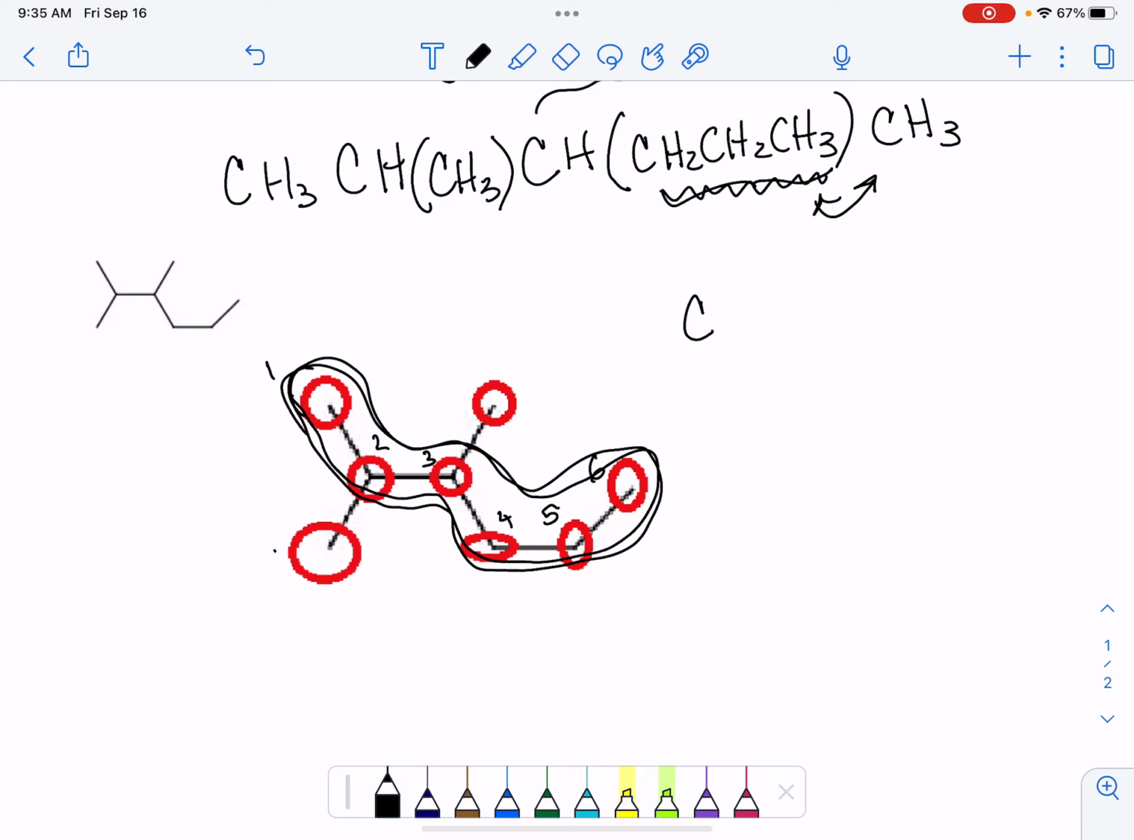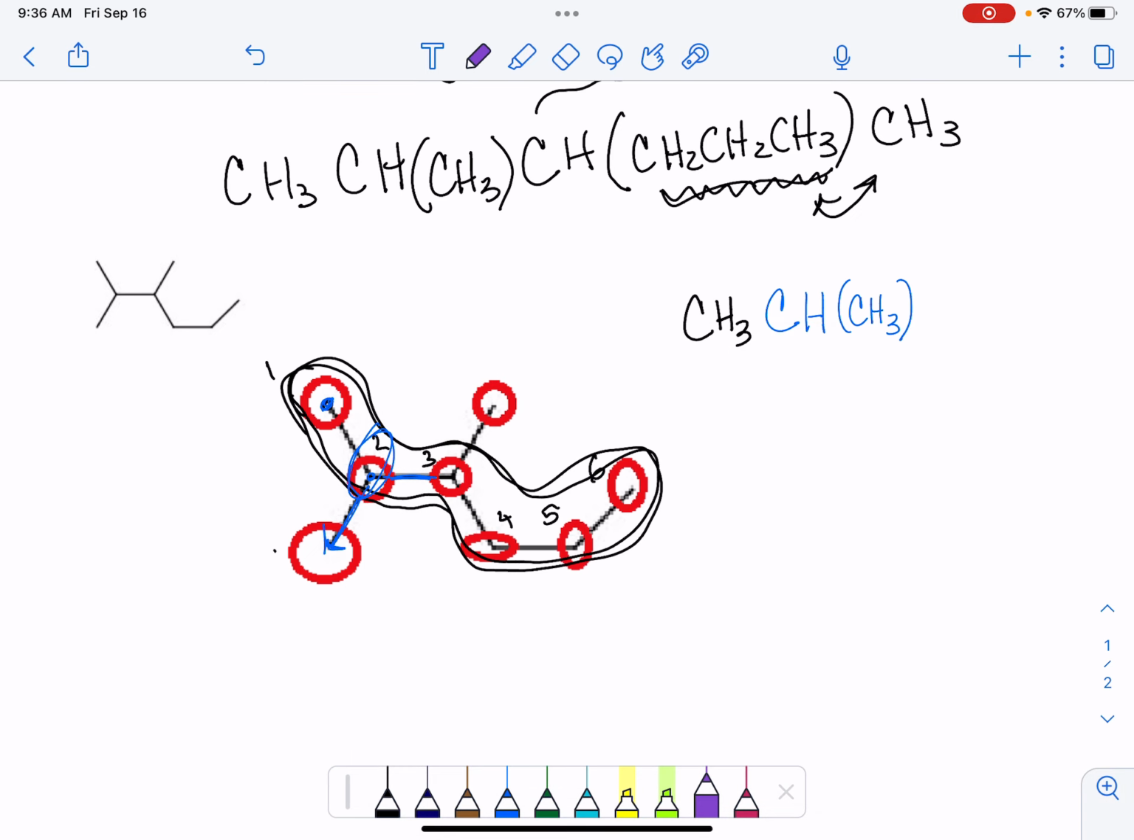So carbon 1 has 3 hydrogens. Again, for the same reason, he's only bonded to one thing. Let me get the blue. Carbon 2 only has 1 hydrogen because he's bonded to 2 other things. One of them is a CH3 hanging off. And the rest of it continues the chain.